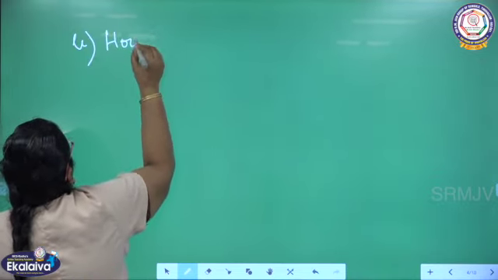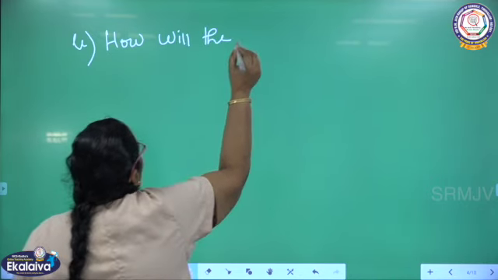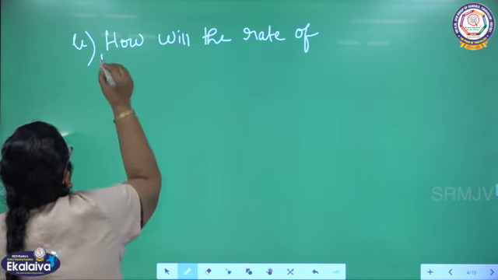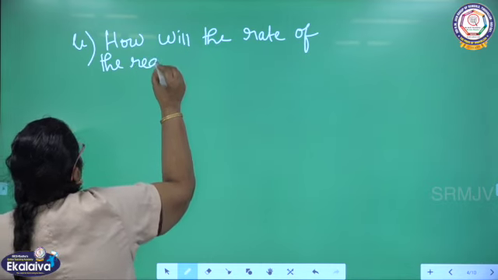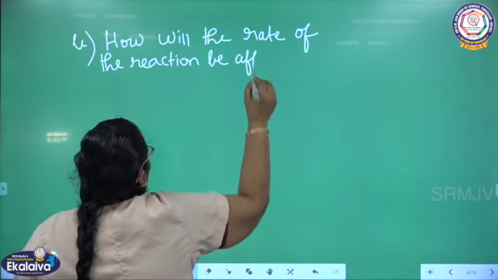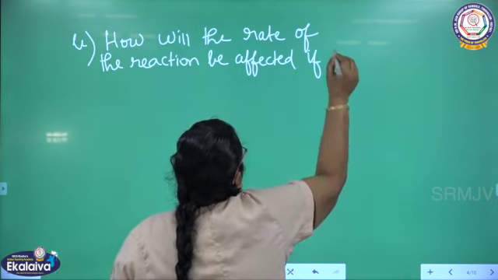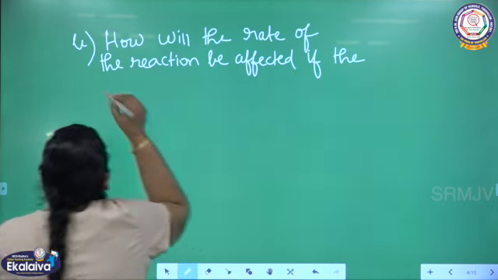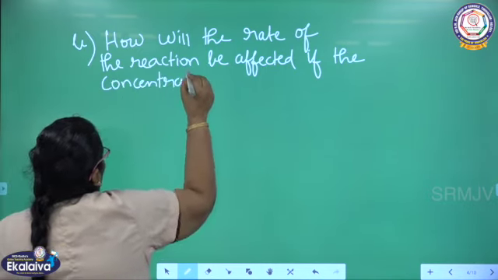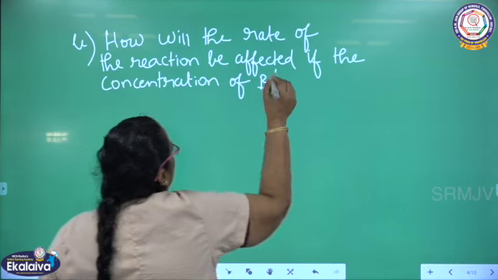How will the rate of the reaction be affected if the concentration of B is increased 3 times?